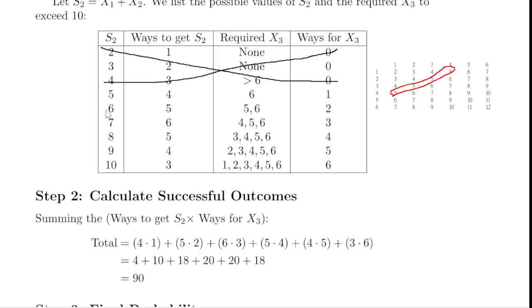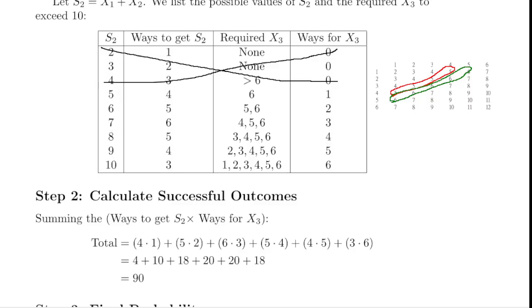So we see if the sum of the first 2 rolls is 6, that's going to be these right here. There's going to be 5 of them. And then the third roll could either be a 5 or 6 because you have either 11 or 12 afterwards. Then we move on to 7.